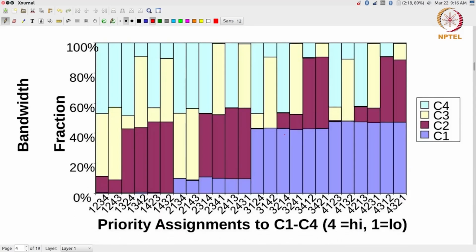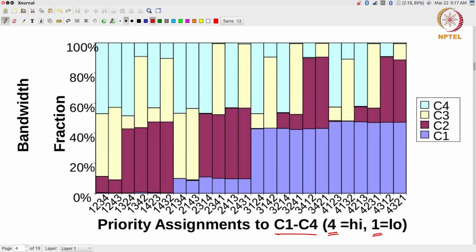This chart is basically courtesy of Professor Anand Raghunathan from Purdue. It's some analysis that they had done on a 4-processor system, right? This is basically a simulation, right? Now let's say that you have 4 processors, C1 to C4, and you are assigning static priorities to them, okay? With the priorities basically having this meaning that 4 is high and 1 is low. So 4 is highest priority, 1 is lowest priority.